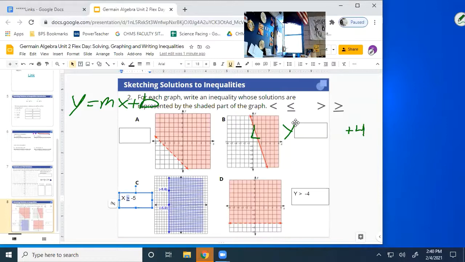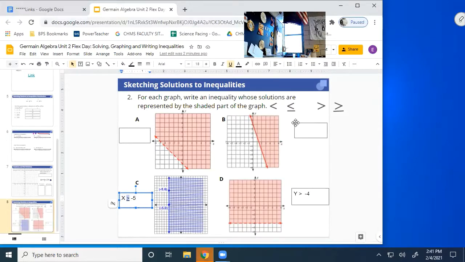Look at the line. It's going where? What kind of slope does it have? What kind of slope? Pause, please. We're starting again.